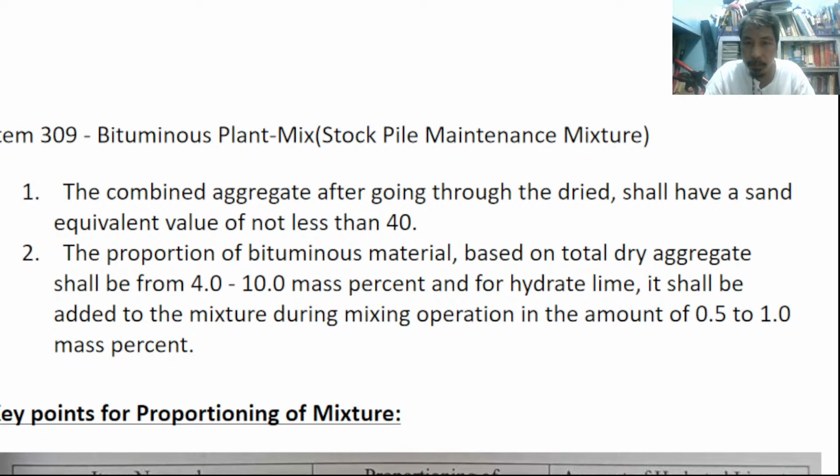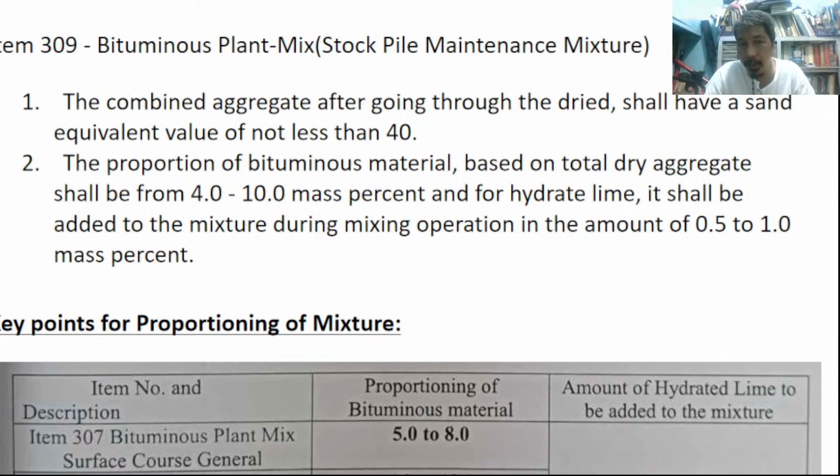Next item, bituminous plant mix under stockpile maintenance mixture. Number 1, the combined aggregate after going through drying shall have a sand equivalent value of not less than 40. Number 2, the proportion of bituminous material based on total dry aggregate shall be from 4 to 10 mass percent. Hydrated lime shall be added to the mixture during mix operation in an amount of 0.5 to 1 mass percent. So 0.5% to 1%.